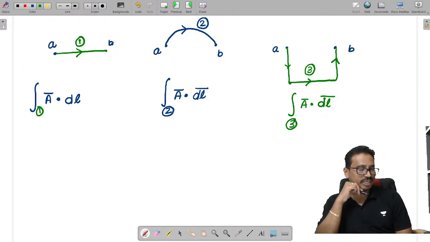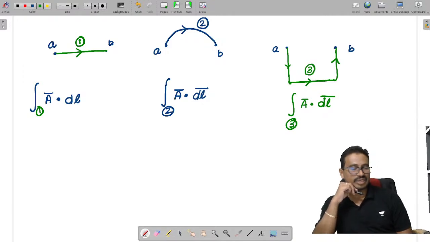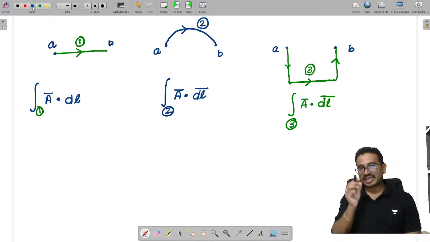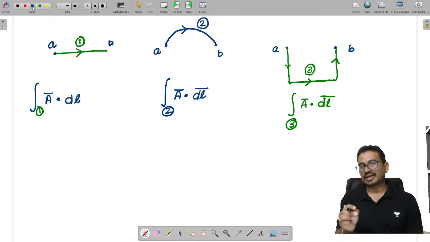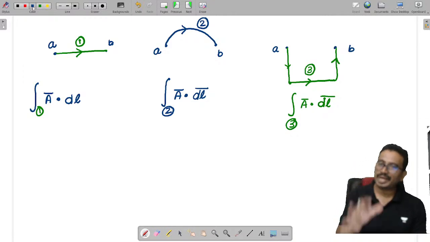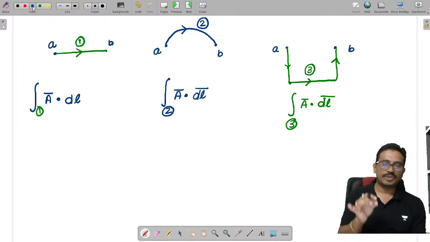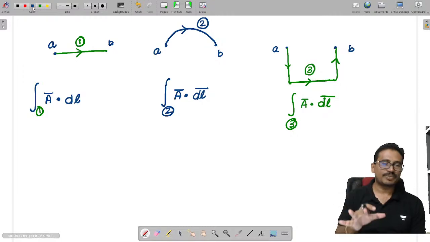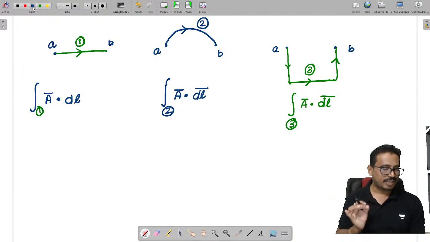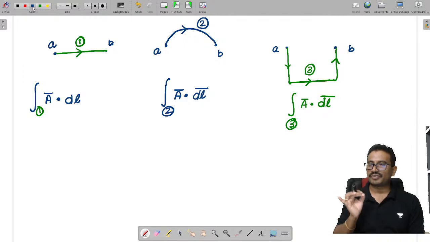And the same vector A. Initial point, final points are same. If the vector is a conservative vector, it does not depend upon the path. It depends upon what you tell me. It depends only upon the initial point and final point.